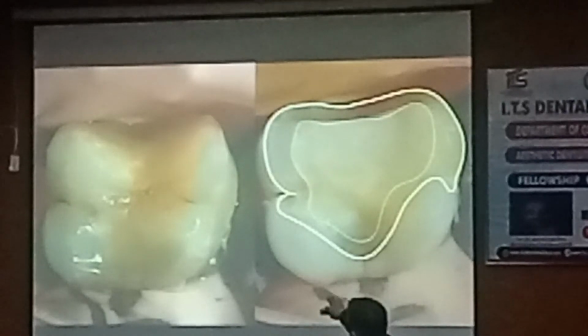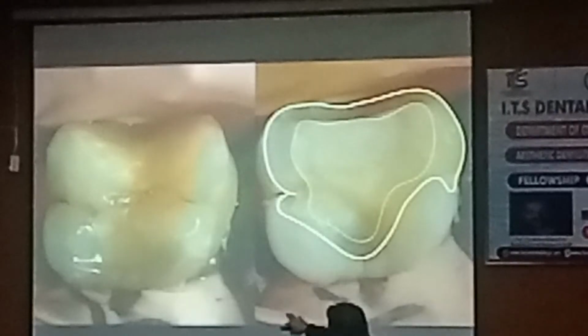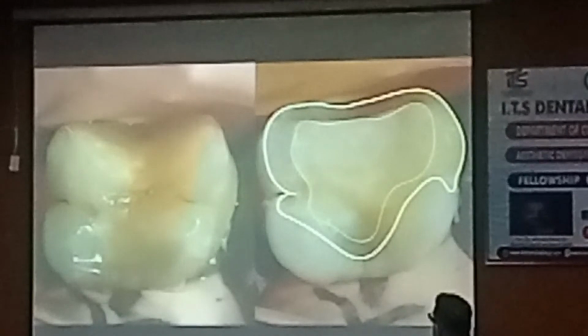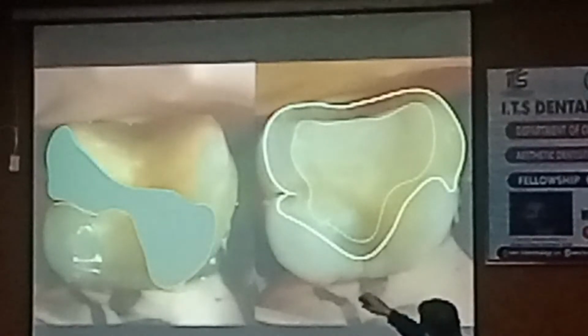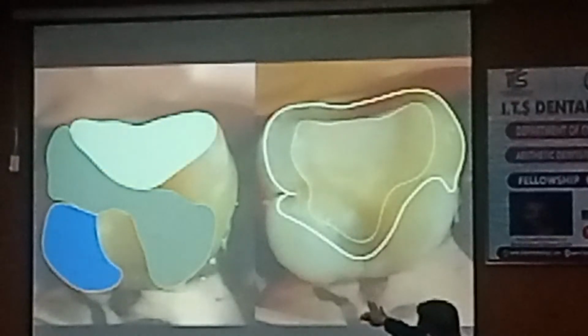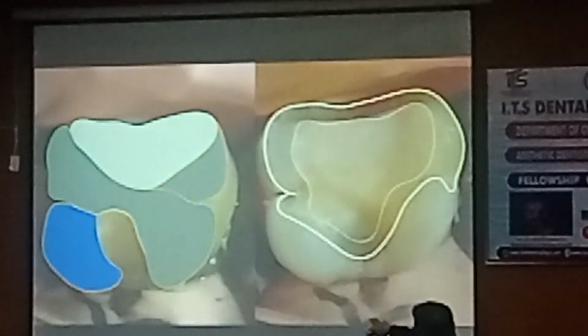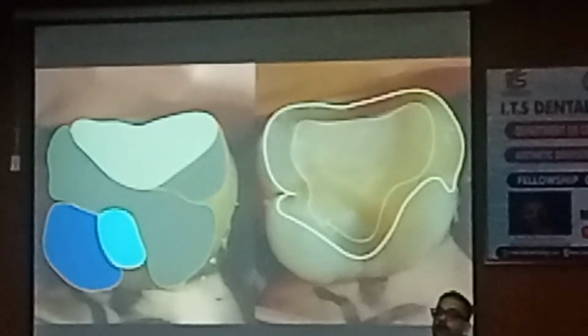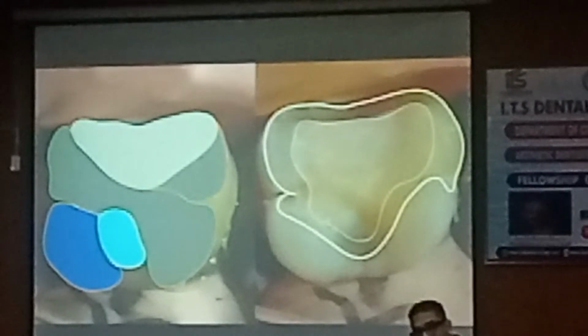So, if you see this prep, I have not gone inside; I have prepped only on the surface. I will show you the side picture. See, that is the oblique ridge, one cusp. That's the filling. That's the remnant cusp which you have here. That's your glass ionomer.